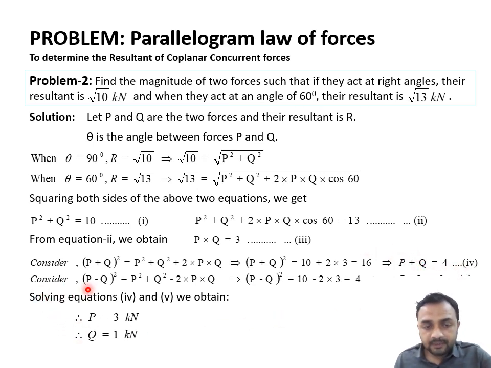Okay, consider P minus Q whole square. P minus Q whole square equals P square plus Q square minus 2PQ, which implies P minus Q whole square equals 10 minus 2 into 3, which is 4. Okay, by solving equations 4 and 5, we obtain that P is equal to 3 kilonewton and Q is equal to 1 kilonewton. Okay.